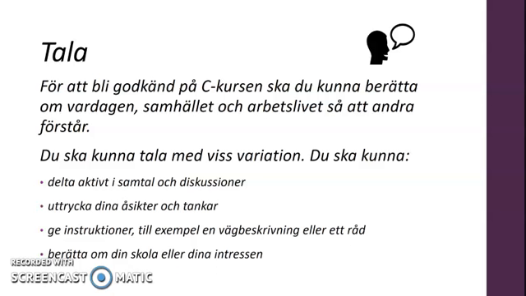Speaking. To pass Course C, you should be able to talk about everyday life, society, and working life, so people understand you. That means having a good pronunciation and telling things in the right context. You should have some variation in your speech and, for example, participate and be active in discussions. Express opinions and thoughts. Give instructions, for example, directions and advice. Talk about your school, studies, and interests.